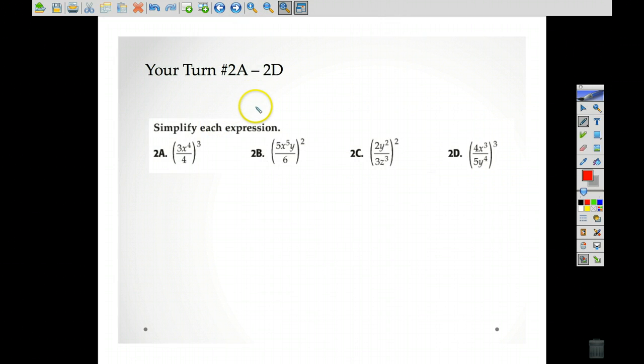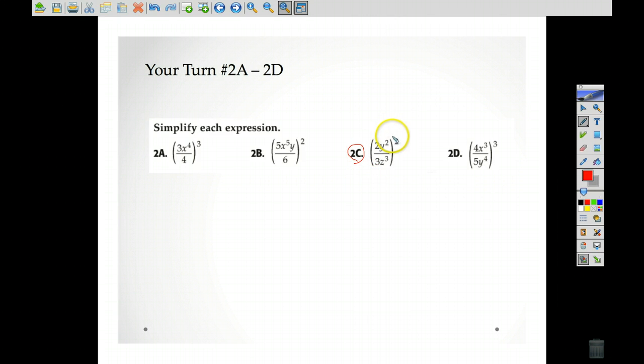Okay, so your turn, 2a through 2d. Let's just do 1 together. Okay, let's do 2c together. You're going to do all 2a, b, c, and d. I'm going to just give you a freebie one here. But on your homework sheet, make sure you put all 4 of them.